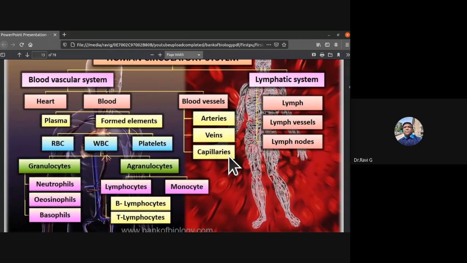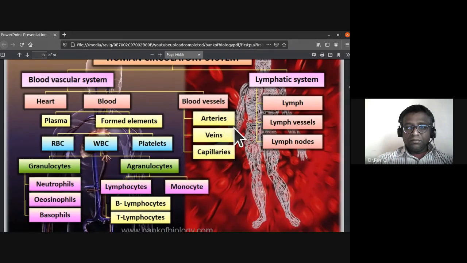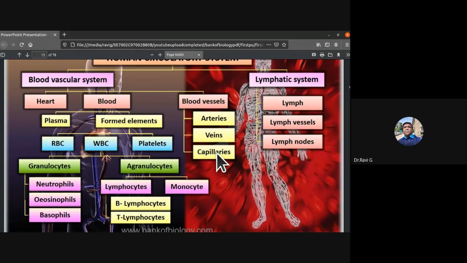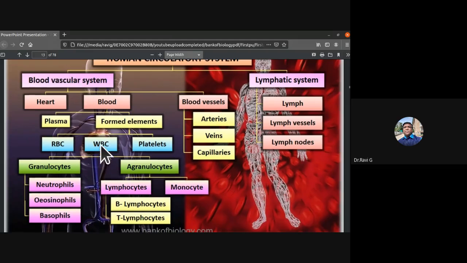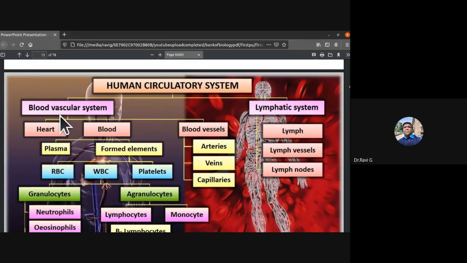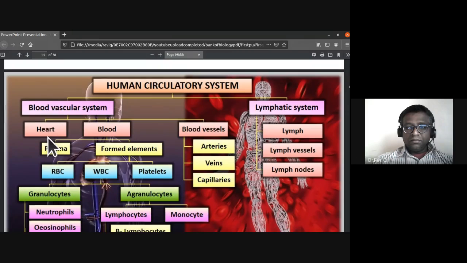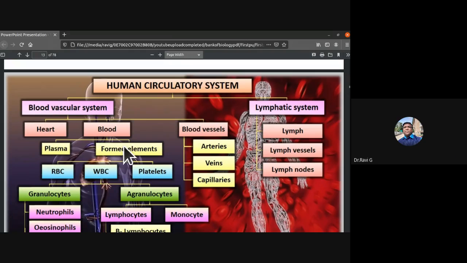Then the capillaries. They are very much smaller than the arteries and veins, and they branch to form these smaller ones. We call them capillaries, smaller blood vessels. These are all the components of the human circulatory system. The human circulatory system is of two types, the blood vascular system and the lymphatic system. The blood vascular system consists of heart, blood, and blood vessels. The blood has two components, the fluid part which we call plasma, and the formed parts or the cellular components.